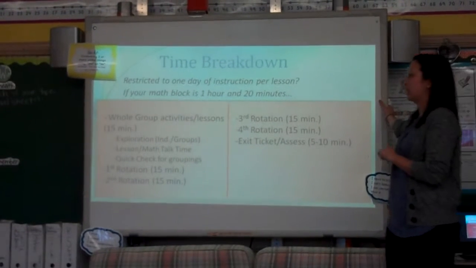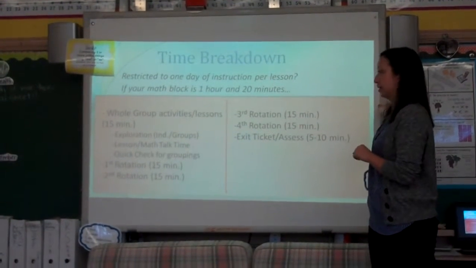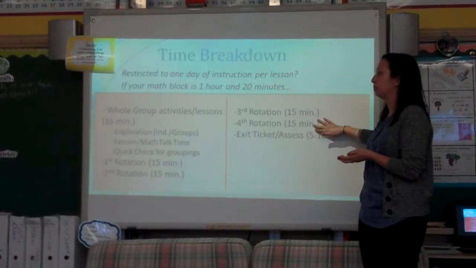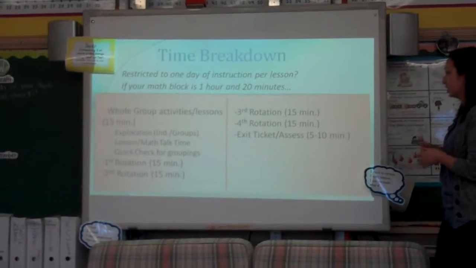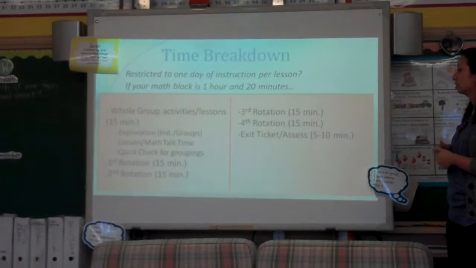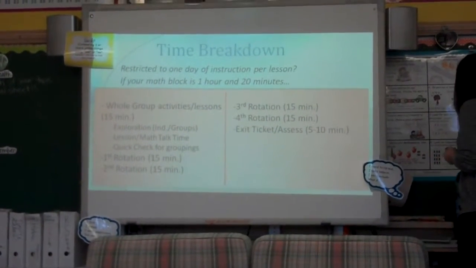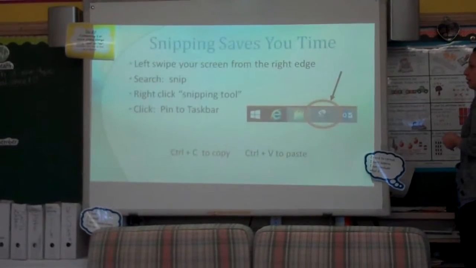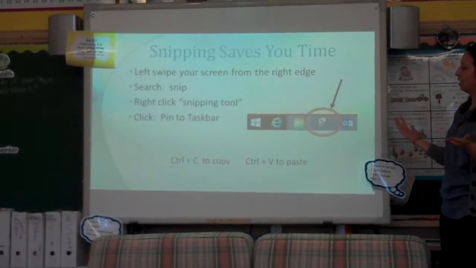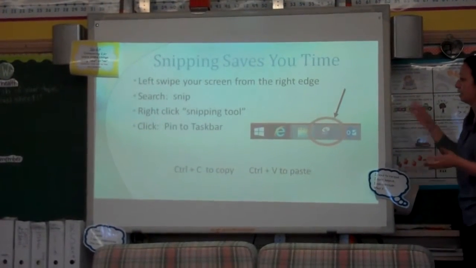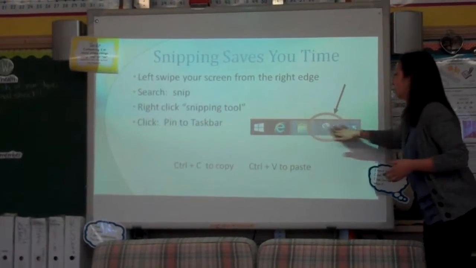Otherwise, if you're stuck to one day and you have our standard math time, the one day is shortened to 15 minutes per small group, whole group 15 minutes, and then exit tickets the same. So just shrinking the time, and I carry a timer because it's hard to keep track. So how on earth do we make all this happen and I don't go insane? It's because I use the snipping tool. I'm going to show you how to use and put the snipping tool down on your taskbar.